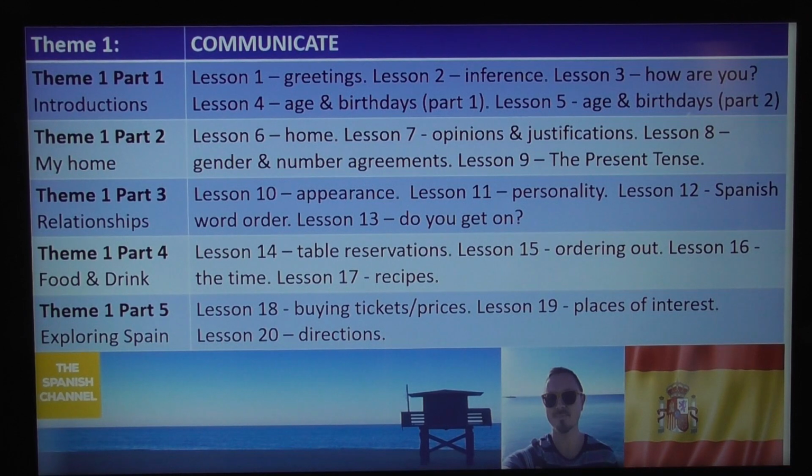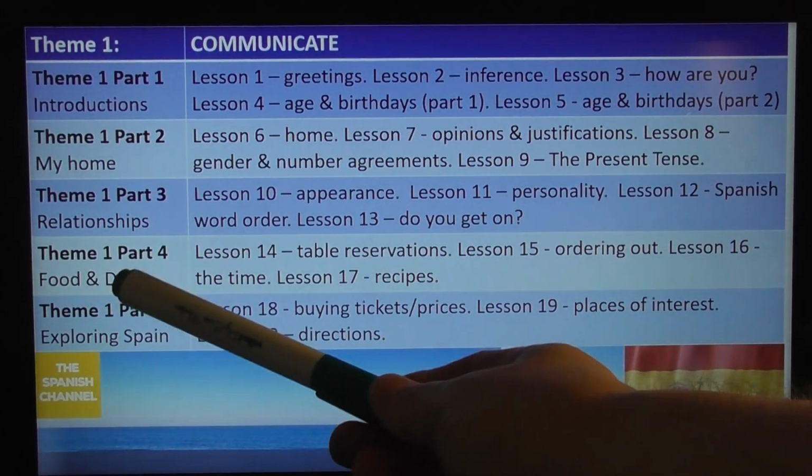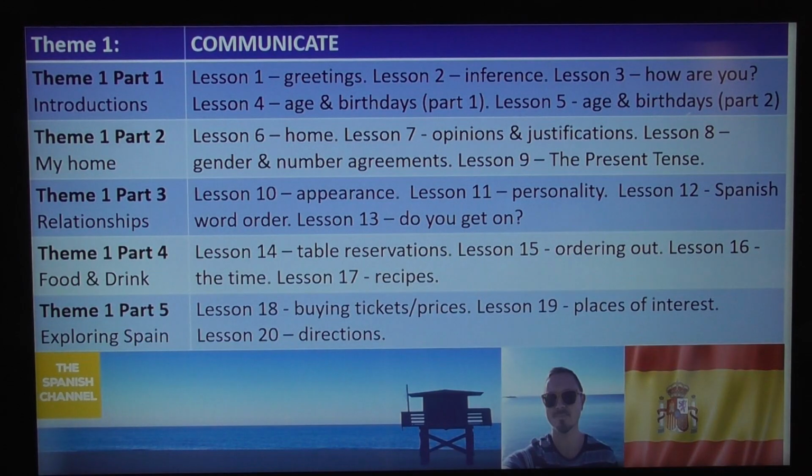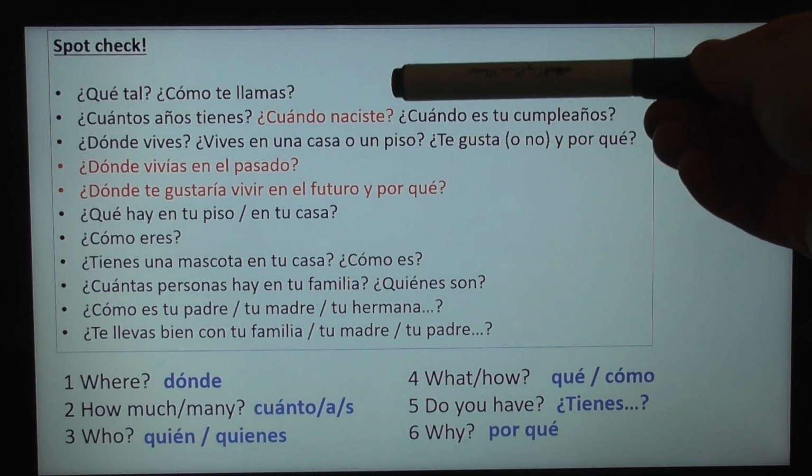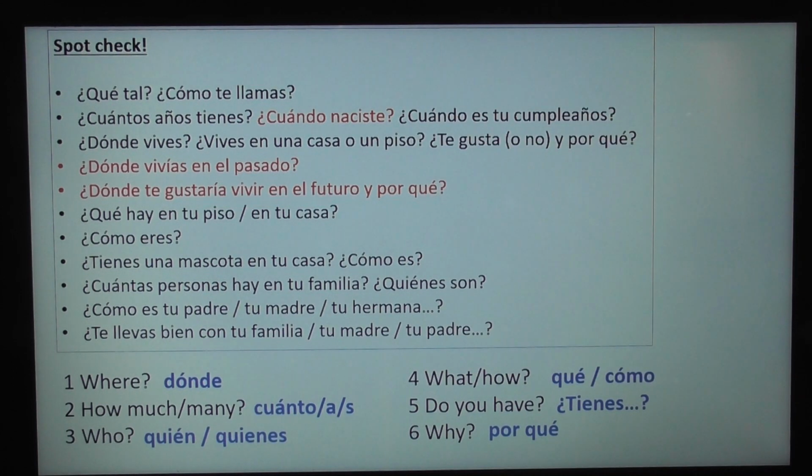Before you move on to part 4, which is all about my favourite actually, food and drink, where we're going to talk about making table reservations at a restaurant, ordering our food, telling the time, and actually we're going to cover a couple of recipes. Before we get to that, it's really important, please, that you make sure you know what all of those questions mean and that you can answer them orally and in writing.